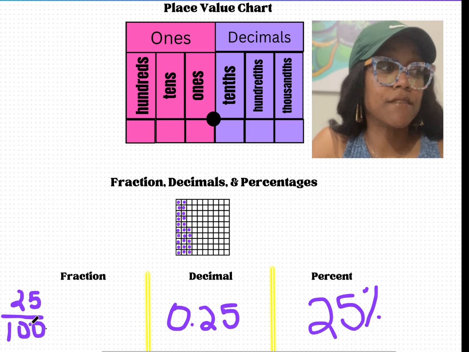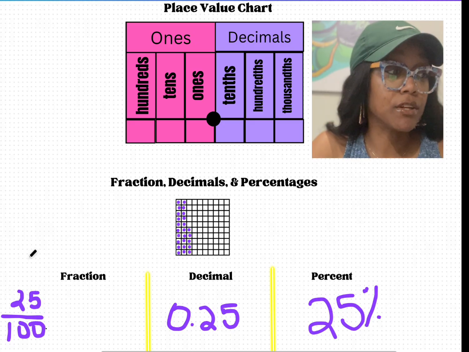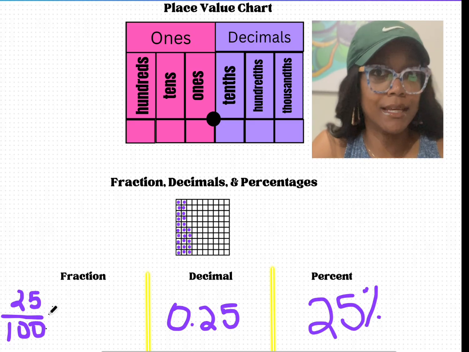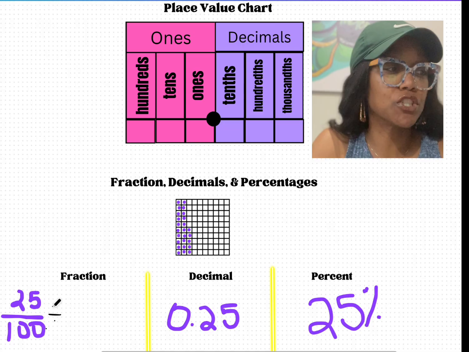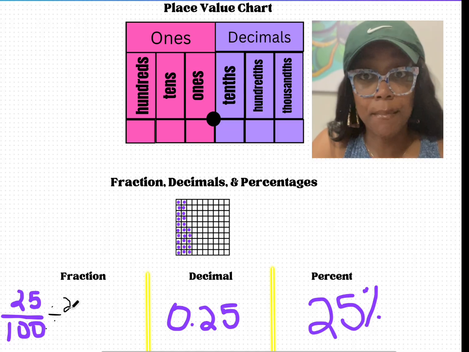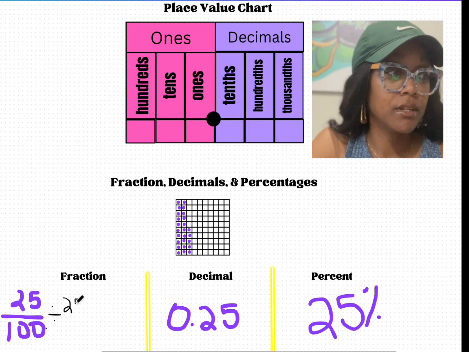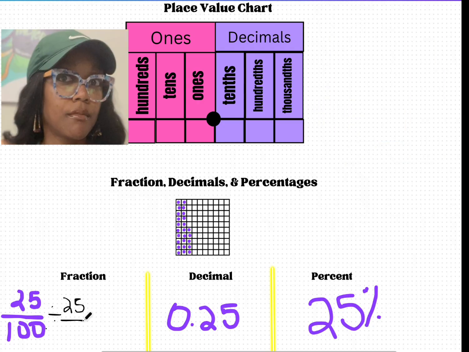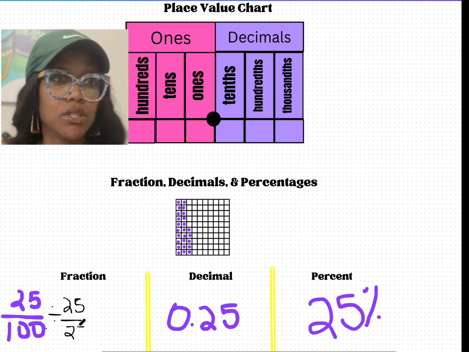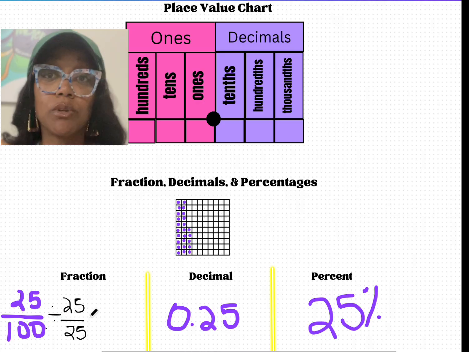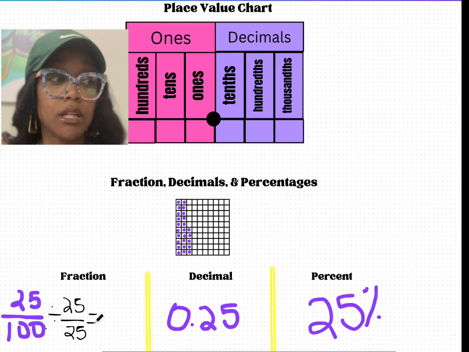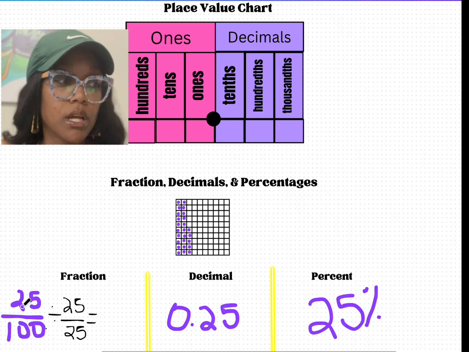So I want to see if I can divide the numerator into the denominator. So can 25 go into 100? Yes. I can count by 25s to get to 100. So I'm going to divide the numerator and denominator by 25. Once I do that, I have 25 divided by 25, which is 1. And then how many 25s are in the 100? There's 4 quarters in a dollar, so there's 4. So that leaves me with a fraction of 1/4.